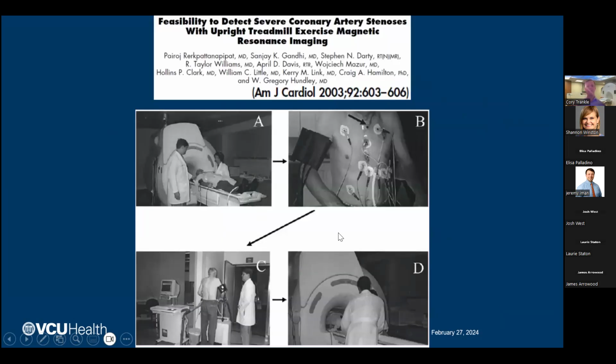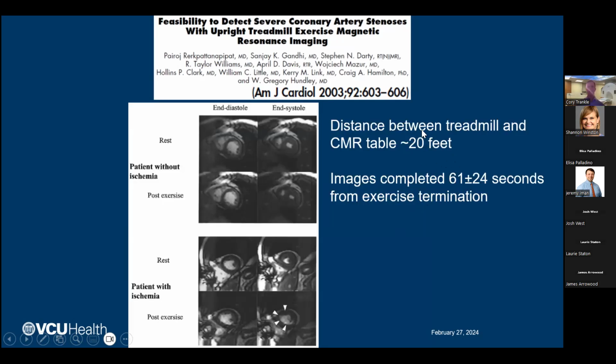And so this is a study from just over 20 years ago with Dr. Hunley's team, where they did put the treadmill right by the door of the scanner room. They were able to do a full Bruce protocol or whatever protocol of their choosing. As soon as the patient reached peak exercise, they would then have them briskly walk over to the bore of the scanner, lay down, and shoot them inside the scanner. So the distance between the treadmill and the CMR table, rather than right next to the treadmill, as we often do in the echocardiography laboratory, was about 20 feet.